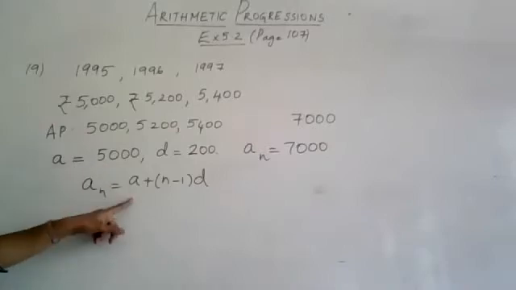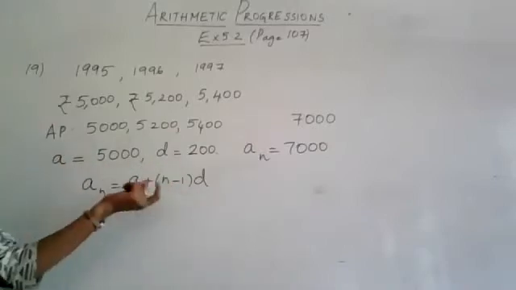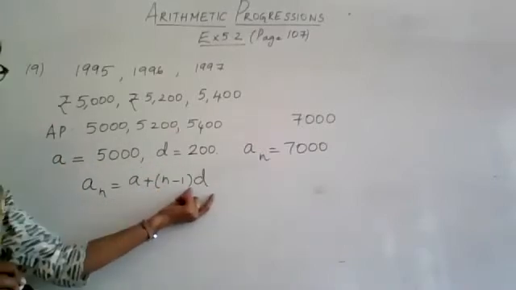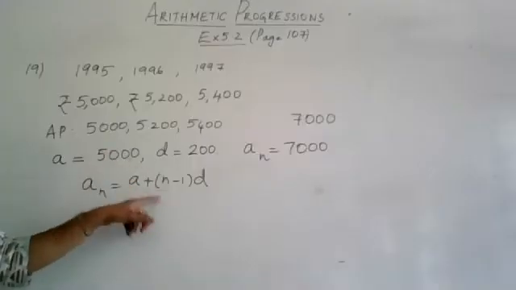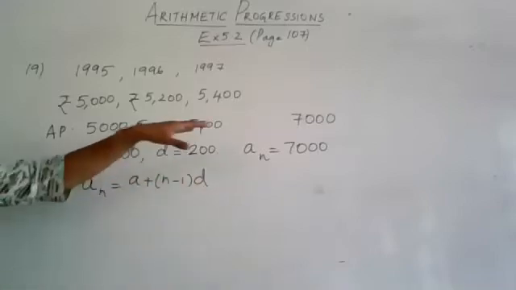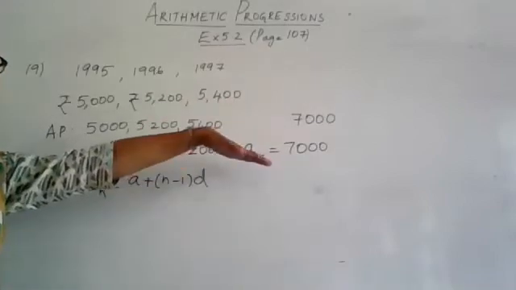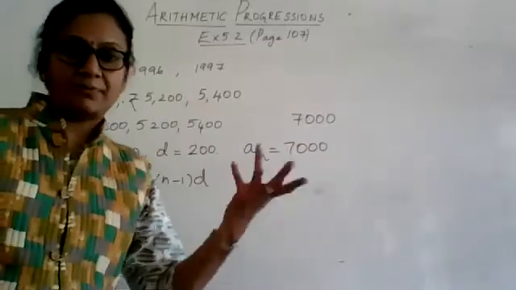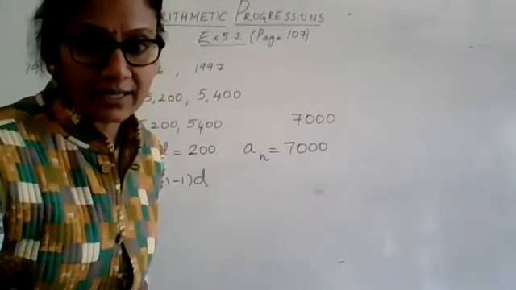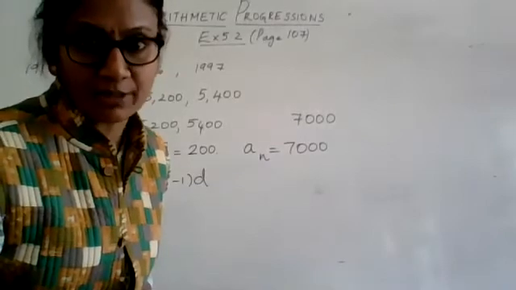The a is known to me. The common difference is known to me. What can I find using this formula now? n. Yeah, the only variable that is not known is n. So to find n, you will be telling that 7,000 is the nth term. It may be the 10th term, it may be the 40th term, or it may be the 70th term. So to find that, we are going to use this formula.